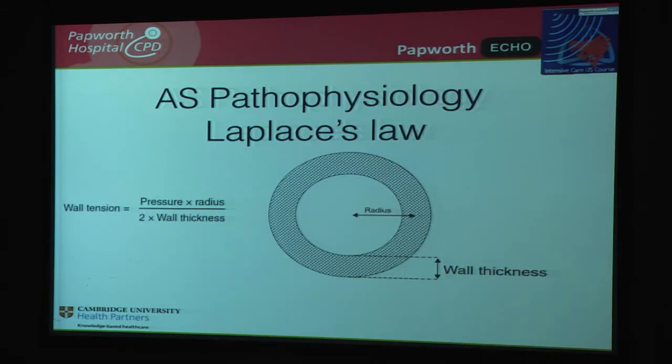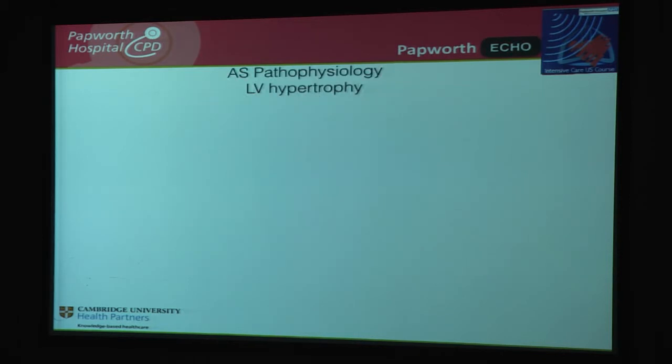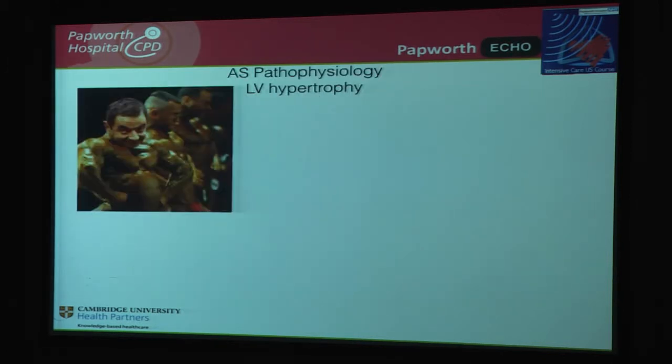And we all know about Laplace's law. So the wall tension is a factor of pressure, radius, and wall thickness. And the ventricle always tries to reduce wall tension. The way you reduce wall tension is by decreasing the radius and increasing the wall thickness. And this is what happens when people exercise. The muscles become big to reduce the tension on them when they're exercised.